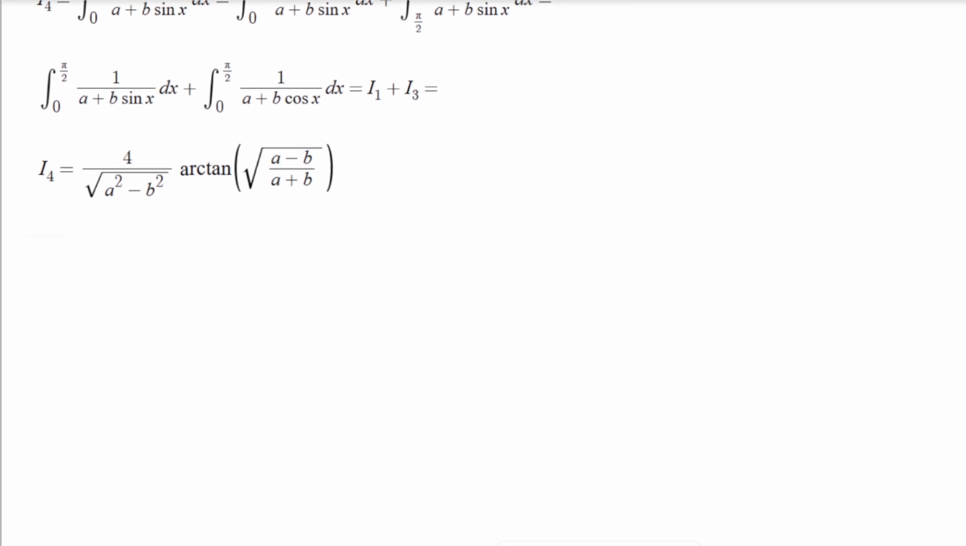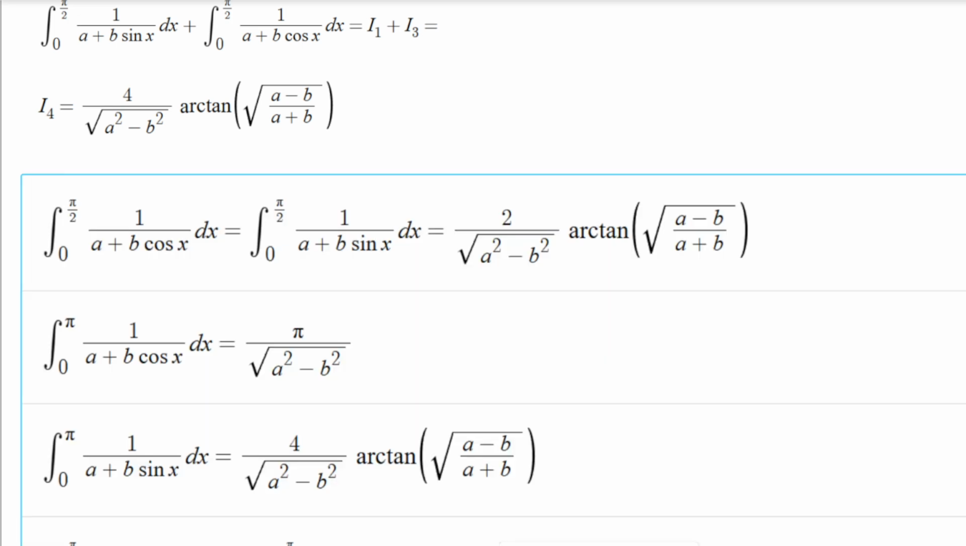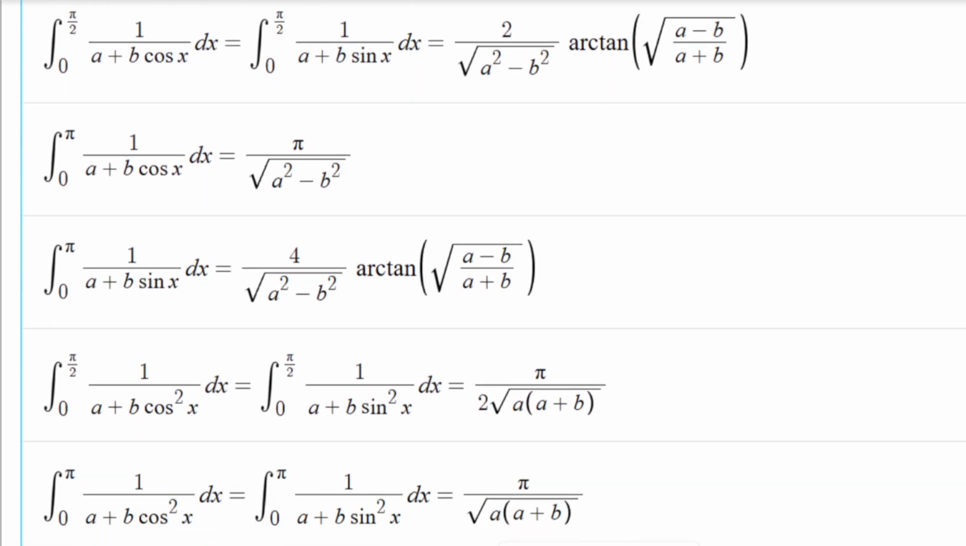All right, that's it. That's all the integrals solved. So just to finish it off right here, these are the integrals. So we have this integral is equal to this integral is equal to this. We have this is equal to this. This is equal to this. There's all 8 of the integrals right there.